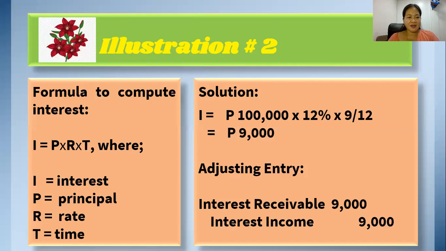So for that, let me introduce to you the formula to compute for interest. Interest is equal to principal times rate times time. I is equal to interest, P is principal, R is rate, T is time. So for our computation, interest is equal to 100,000 times 12% times 9 divided by 12. So where did I get the 9?